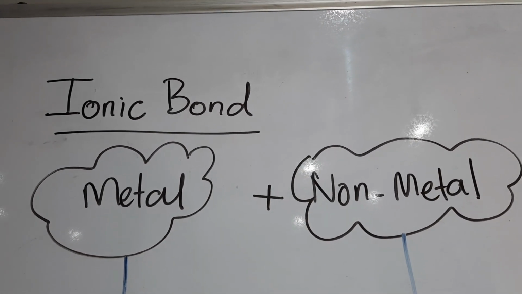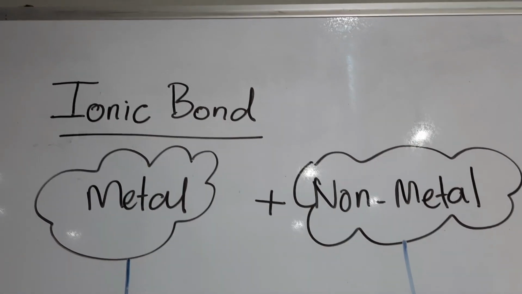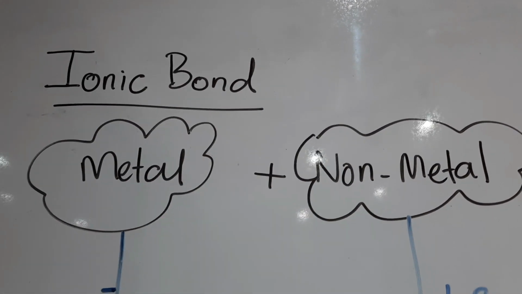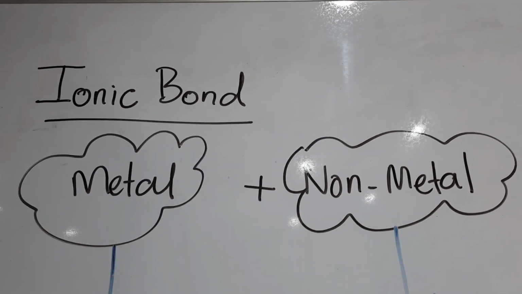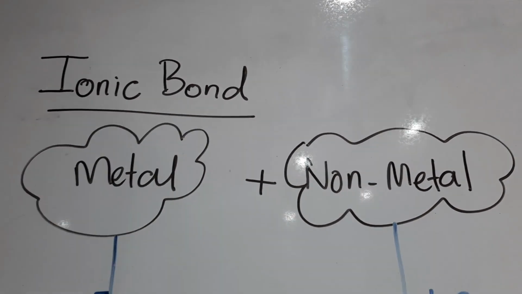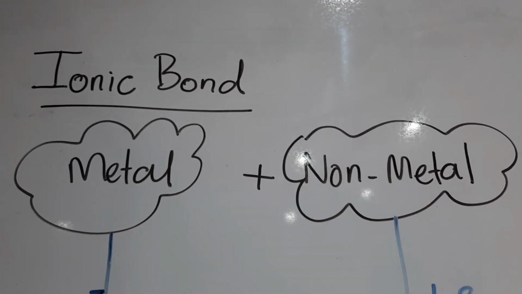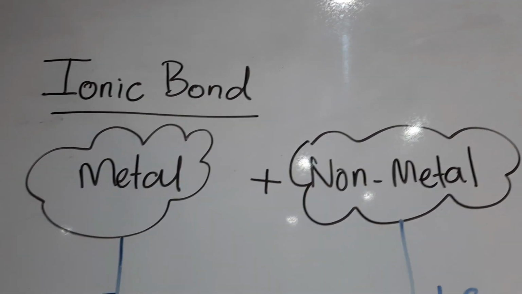Now, I want you to recall what you have learned in your chapter 4 previously. Based on your chapter 4, you have already learned all the elements in the periodic table can be classified into metal and non-metal. Now, which group of the elements are metal in the periodic table?